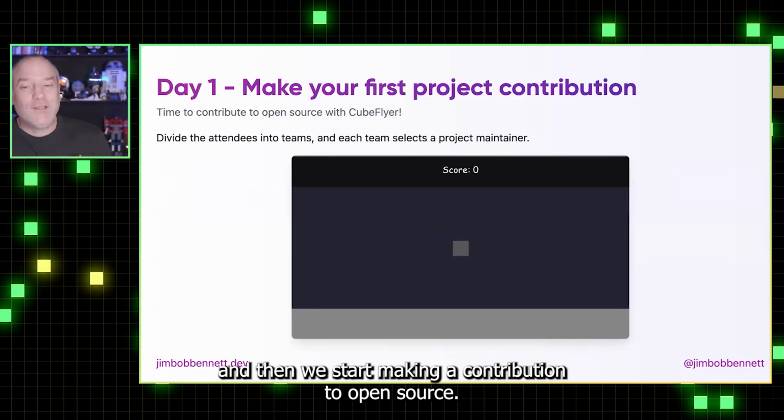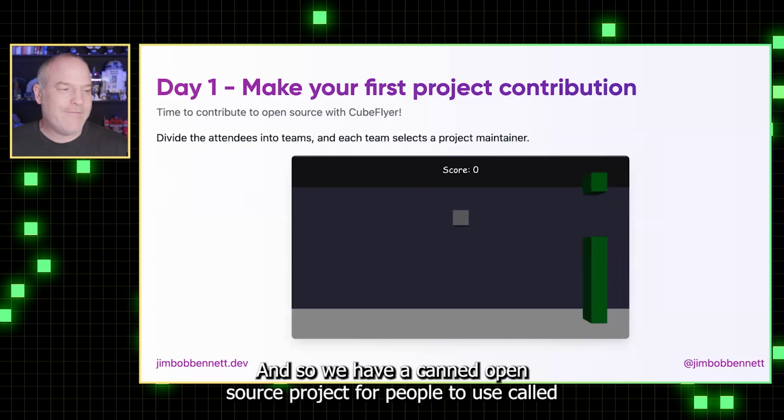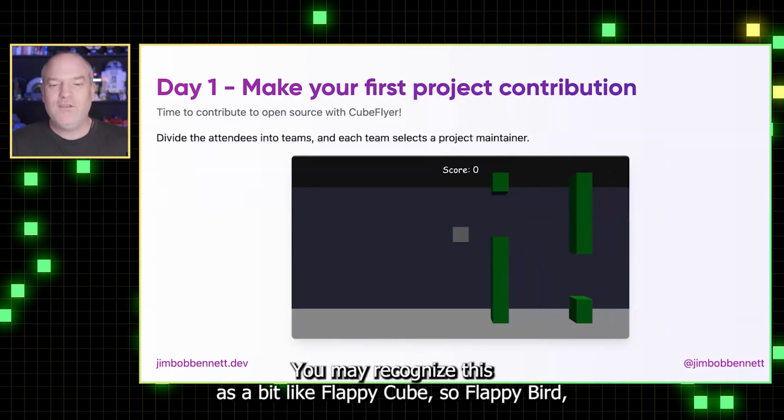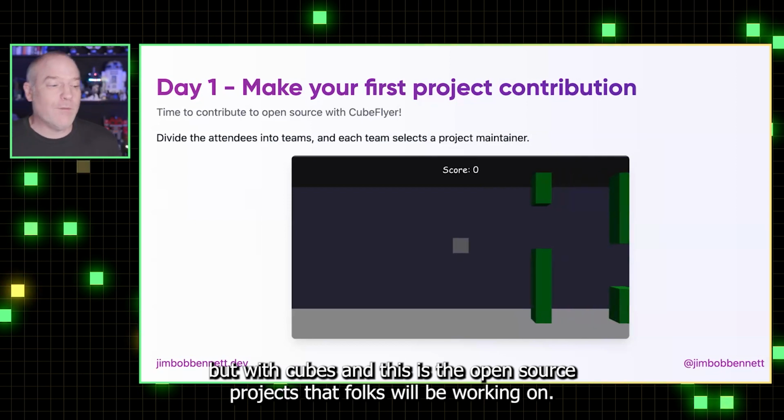And then we start making a contribution to open source. This is where we start doing open source. And so we have a canned open source project for people to use called Kubeflyer. You may recognize this as a bit like Flappy Bird, but with cubes. And this is the open source project that folks will be working on.